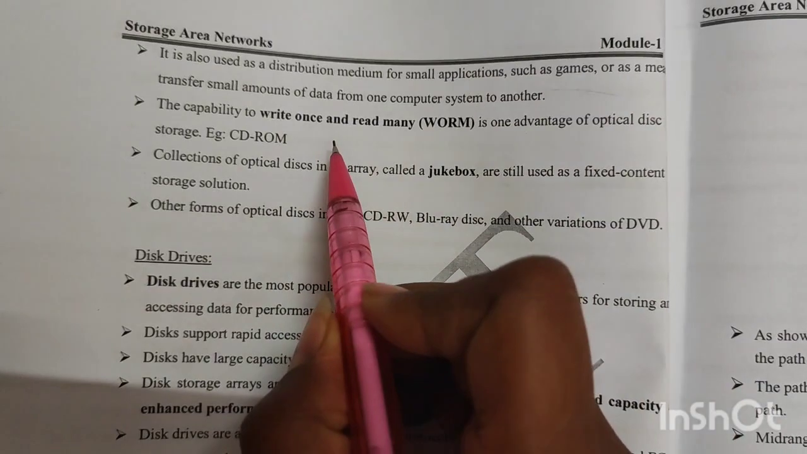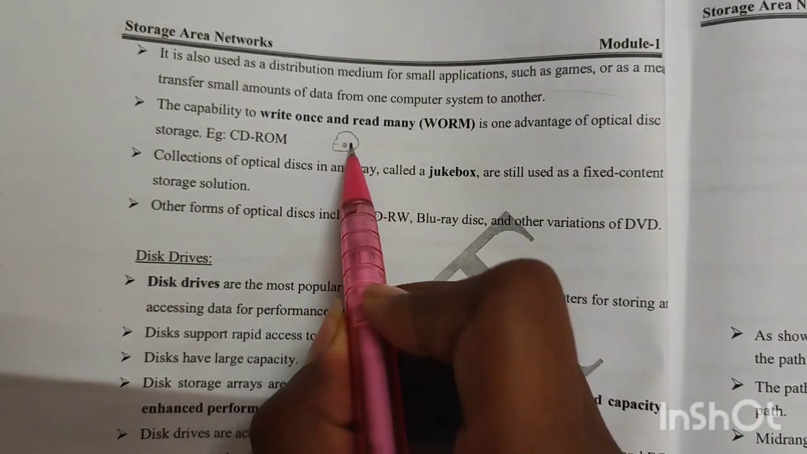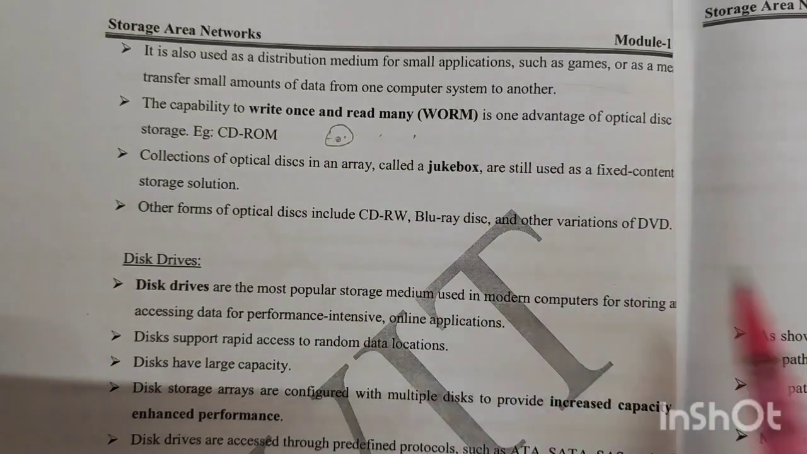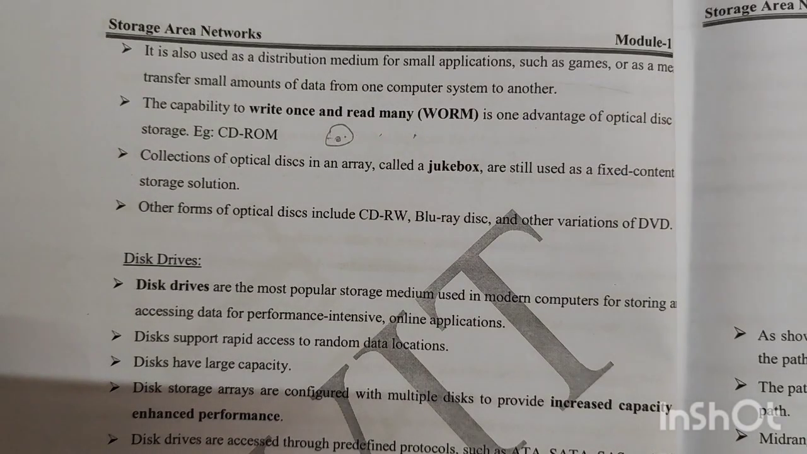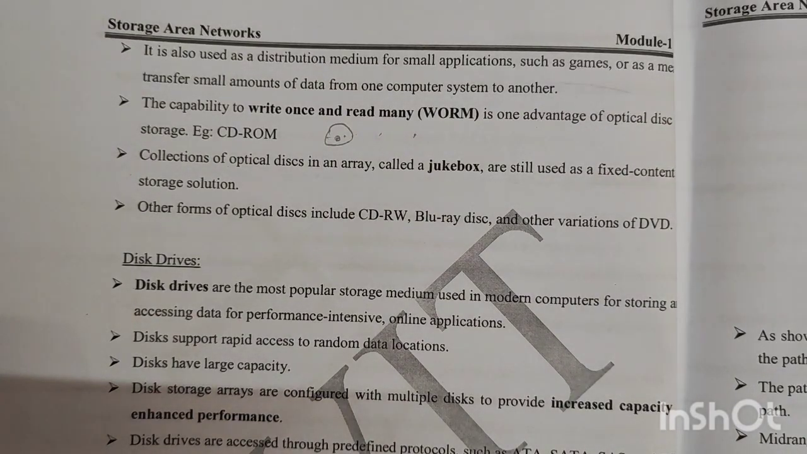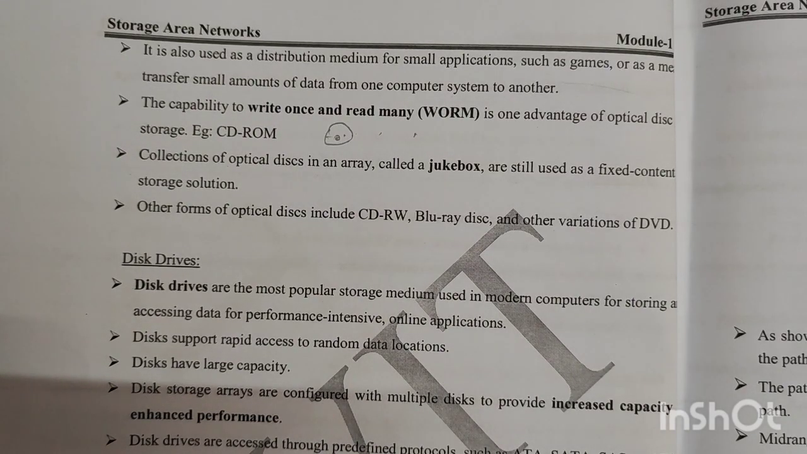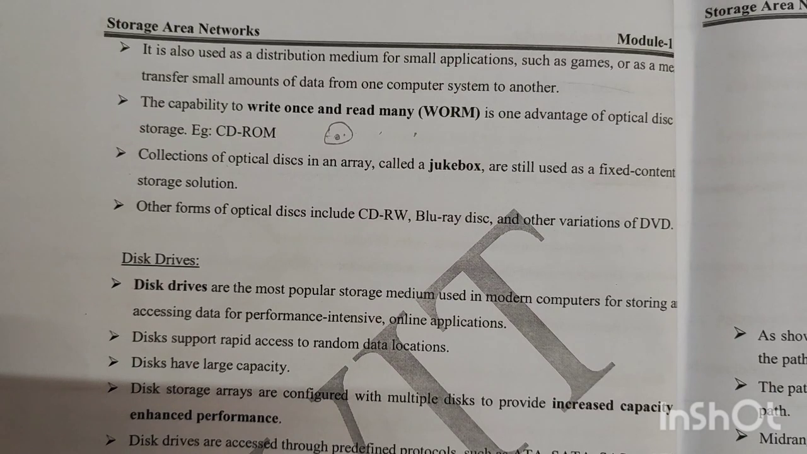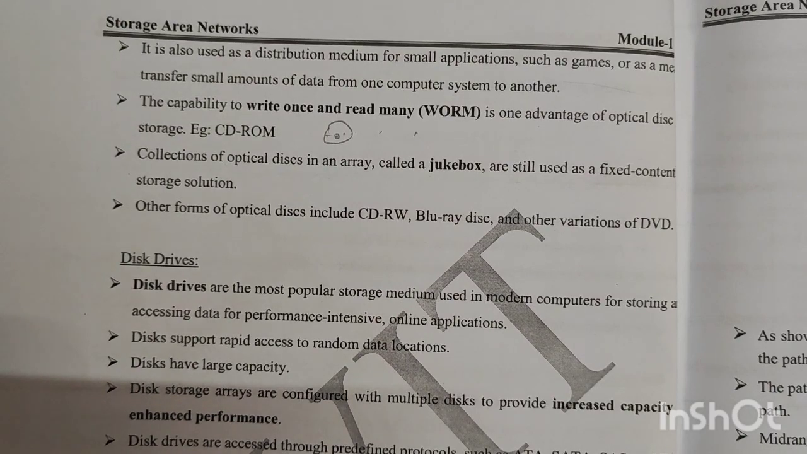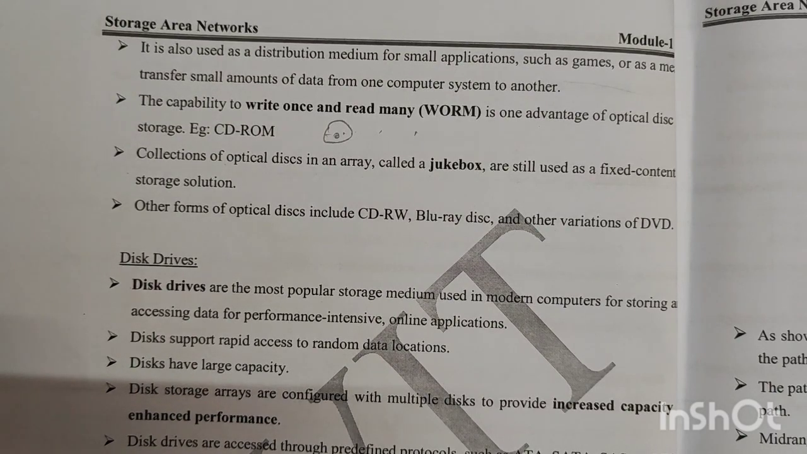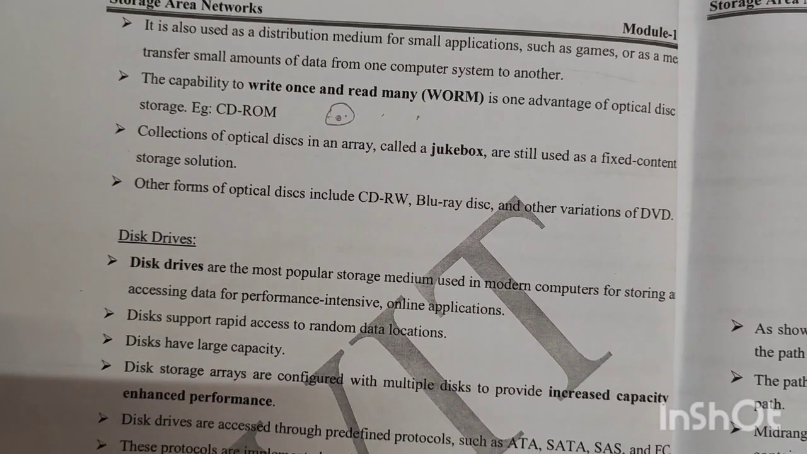It's a CD. You have a CD-ROM, you write once, and then it can be read multiple times. You download songs, write them onto it, and then you can play it multiple times. And then you have collections of optical discs in an array called a jukebox. This is used as a fixed content storage solution. Other forms of optical discs are CD read write, Blu-ray discs, and other variations of DVDs.